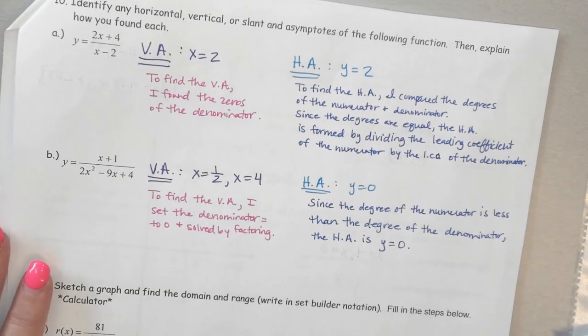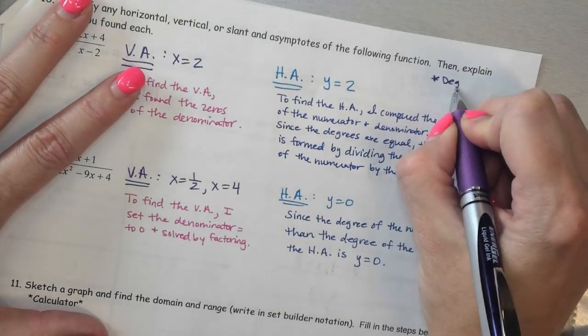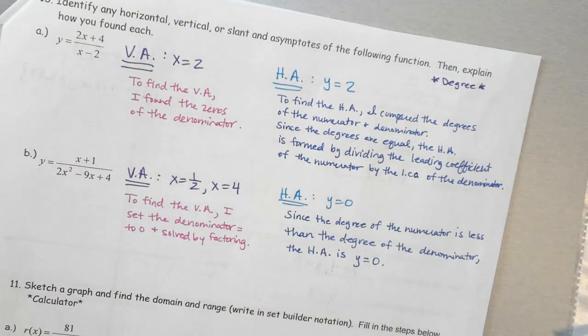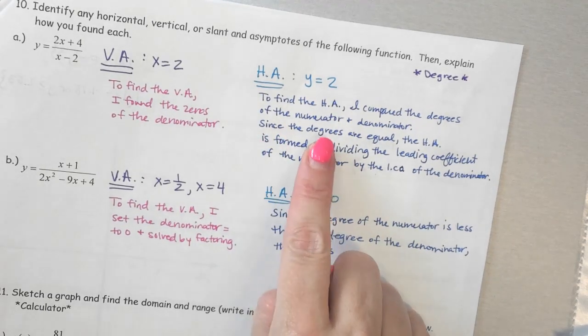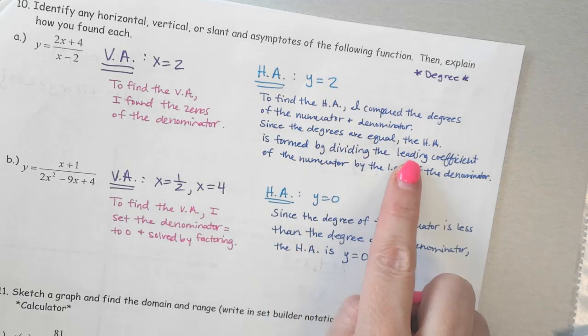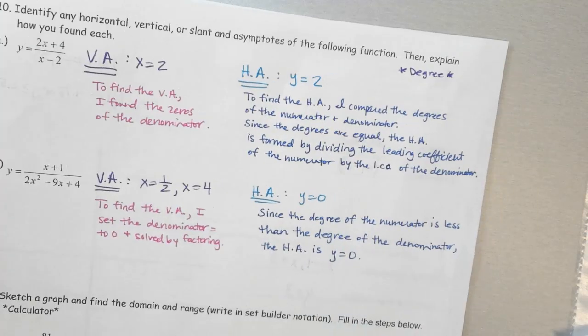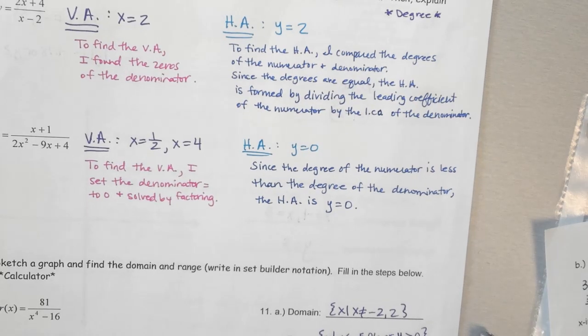Okay, when you are doing the horizontal, you have to say something about comparing the degrees. That is specifically what I'm going to look for in your explanation. To find the horizontal, you compare the degrees of the numerator and denominator. It's fine if you say here, since the degrees of the numerator and denominator are equal, the horizontal asymptote is formed by dividing the leading coefficient of the numerator by the leading coefficient of the denominator. And then for b, since the degree of the numerator is less than the degree of the denominator, the horizontal asymptote is going to be y is equal to 0.